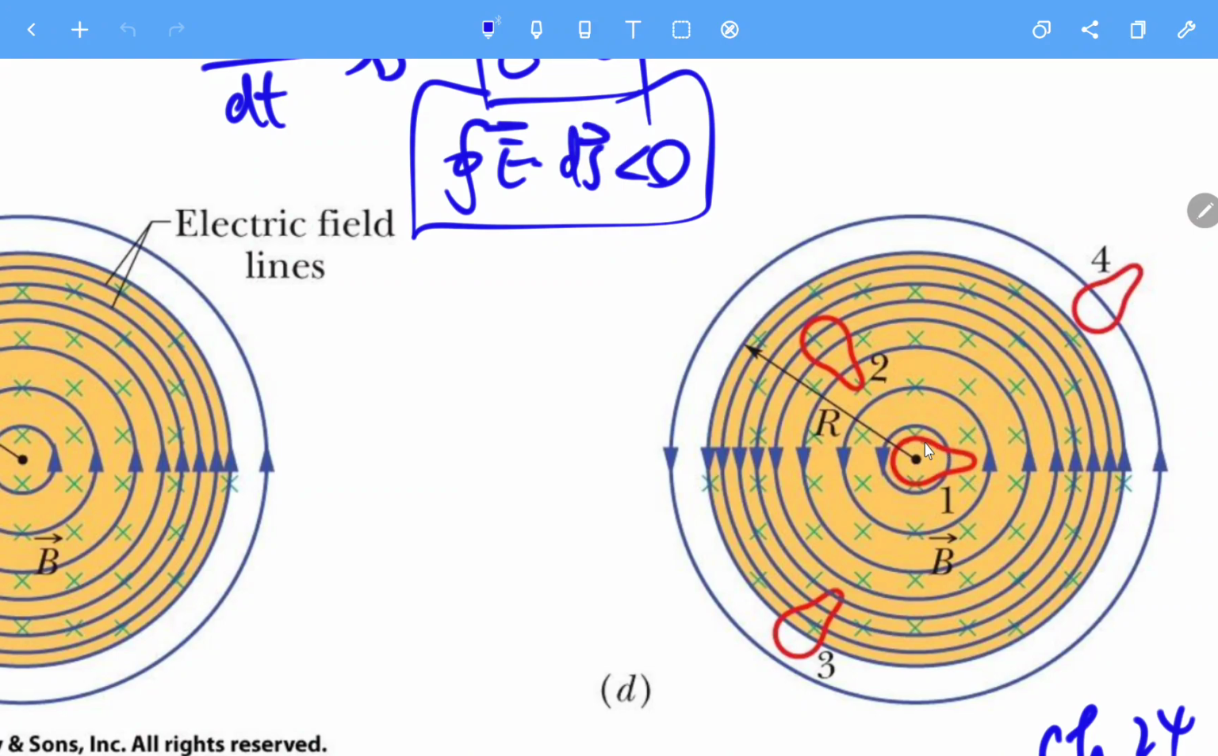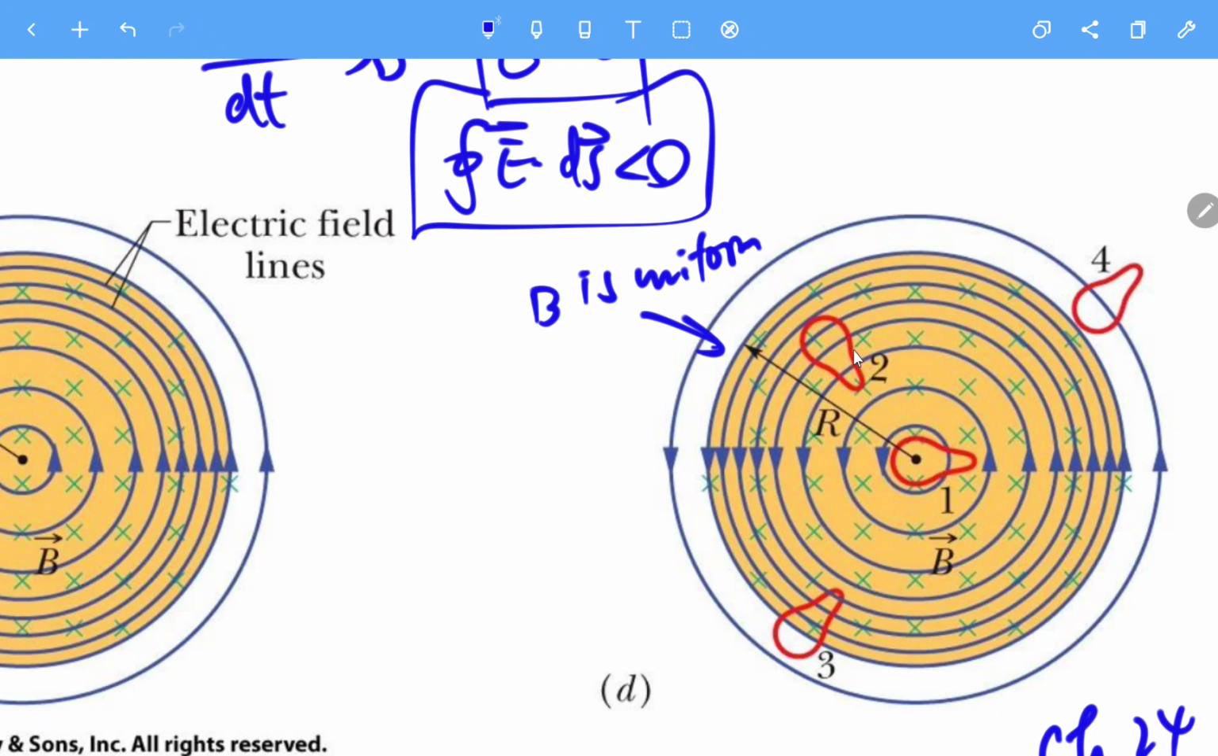Okay, so here we also talk about several paths. These are 1, 2, 3, and 4. We are still assuming that the B field is pointing into the page and is increasing. So for path 1 and path 2, B is uniform over the whole circle region, and we assume that this path and this path are exactly the same, with the same shape but different location only, and they are also inside this yellow region.